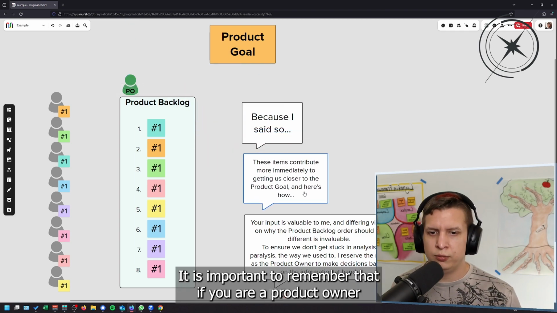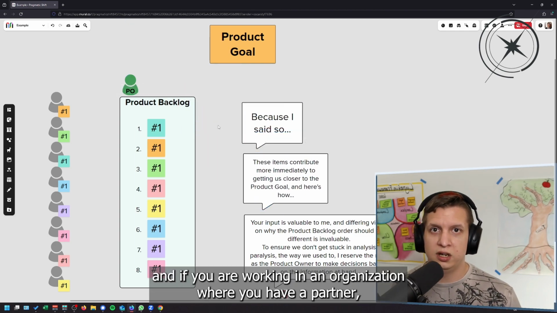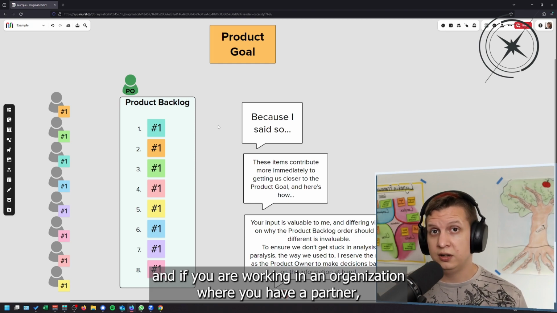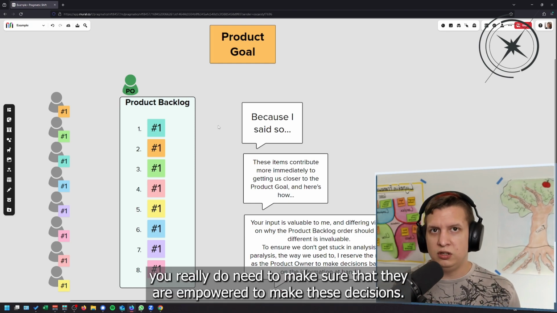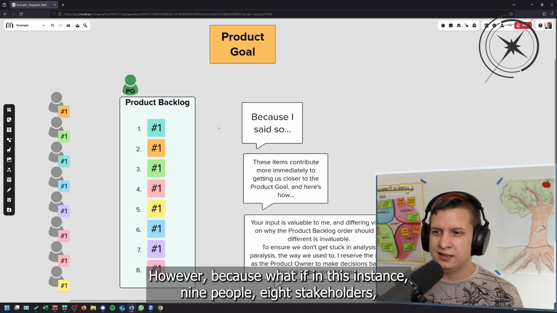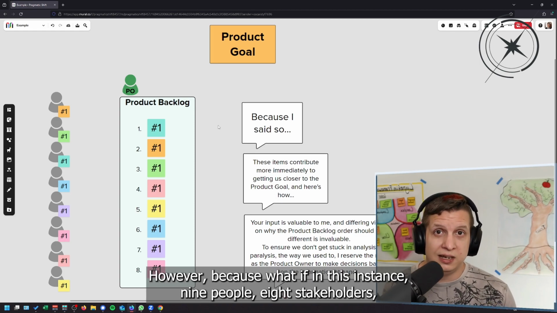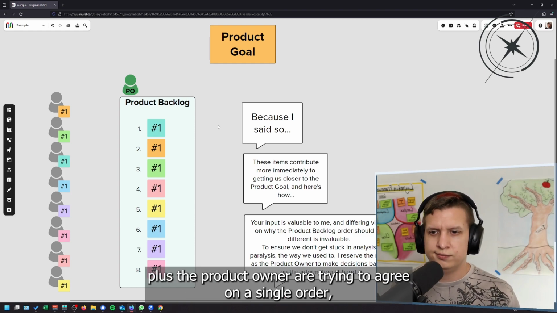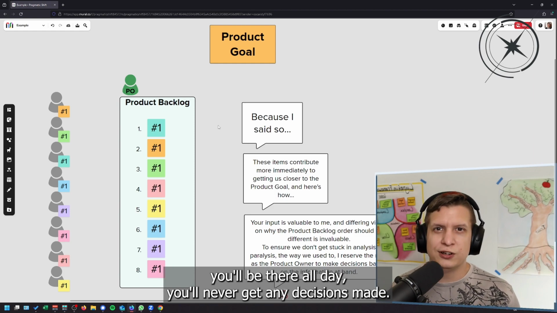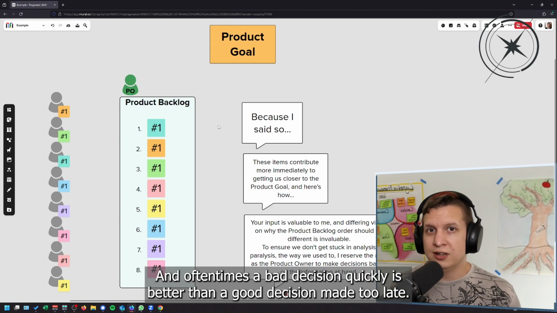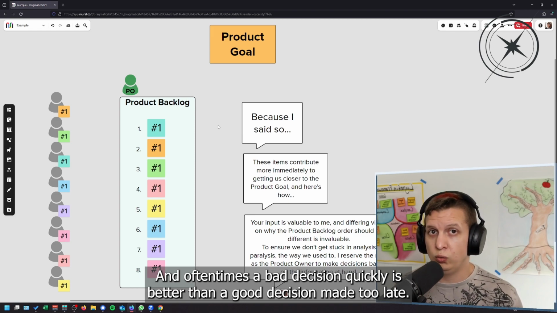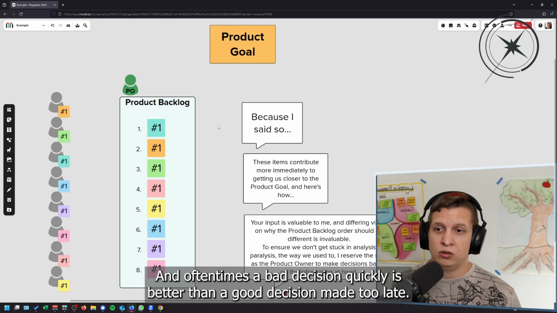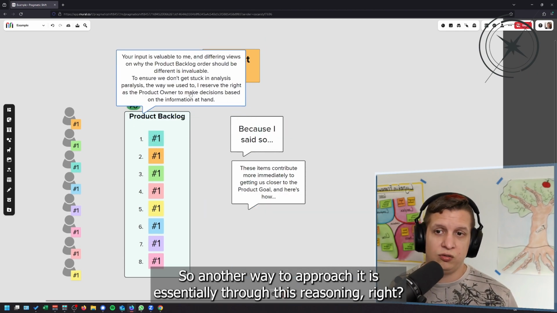It is important to remember that if you are working in an organization where you have a product owner, you really do need to make sure that they are empowered to make these decisions. Because if all, in this instance, 9 people, 8 stakeholders plus the product owner, are trying to agree on a single order, you'll be there all day. You'll never get any decisions made, and oftentimes a bad decision made quickly is better than a good decision made too late. So another way to approach it is essentially through this reasoning.